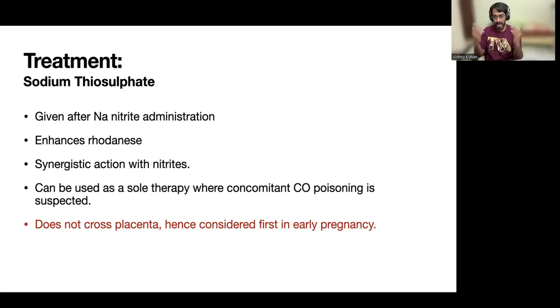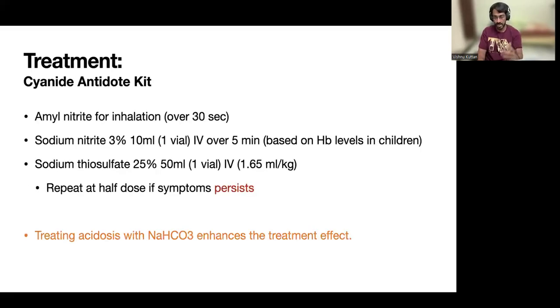Okay. And for pregnancy issues, you can give the sodium thiosulfate. Sodium thiosulfate is preferred as a first line. That is another theoretical point that you can draw.